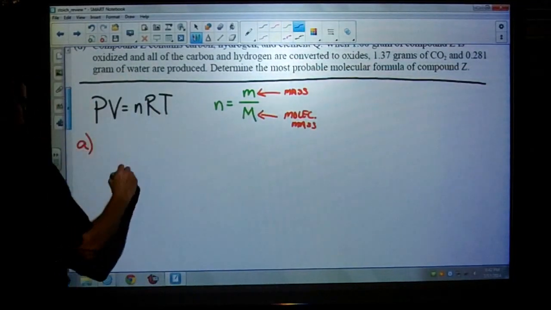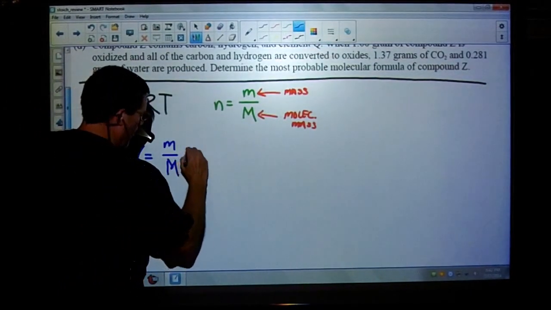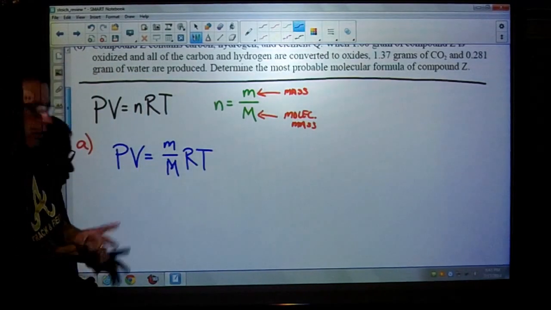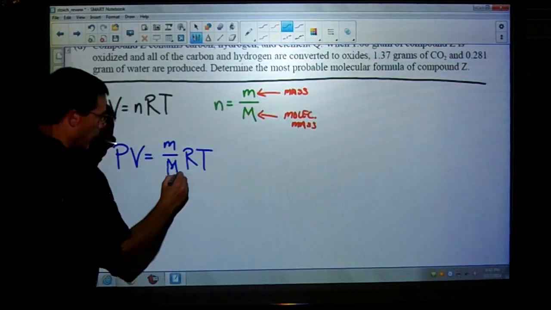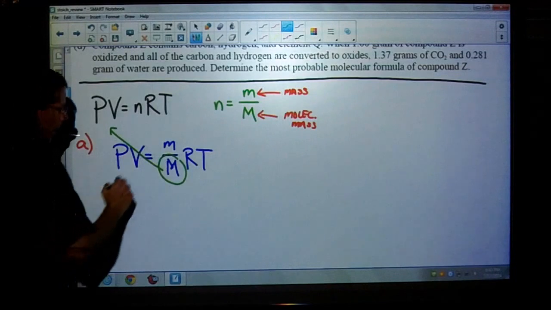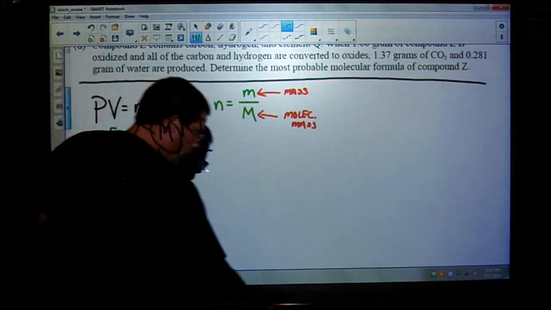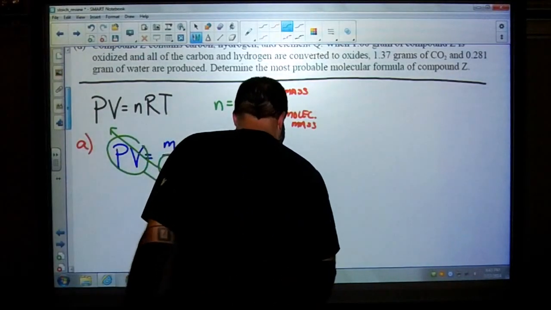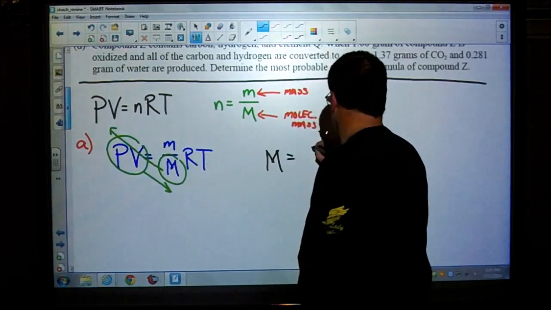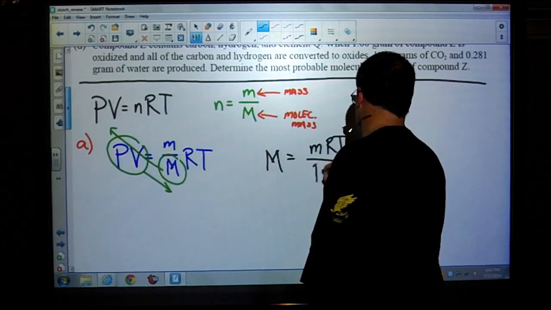So I'm going to substitute that: PV equals little m over big M, RT. So that's how our equation looks. Now we want to isolate variables, so I will multiply the molar mass on both sides, and I will divide by P and V on both sides. So if I were to rewrite it, I'd have big M equals little m RT over PV.